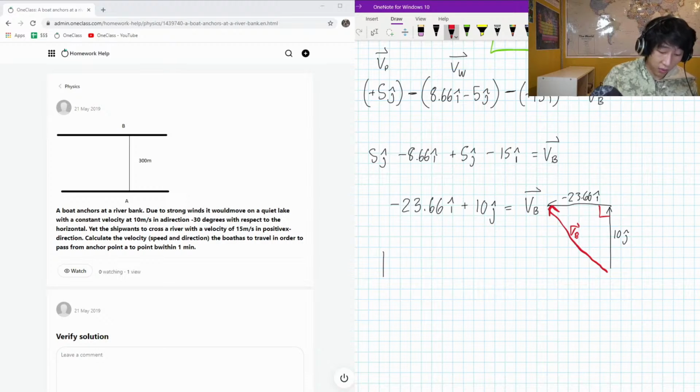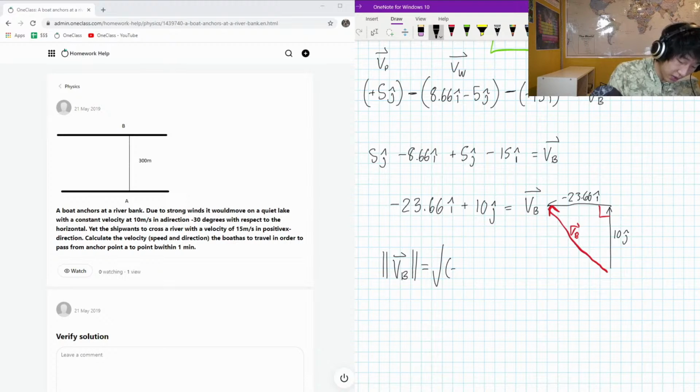Given that it's a right angle triangle, here we will have to do Pythagoras' theorem to get the magnitude of VB. And to write that in a mathematics sense, we have a situation like this. So these double absolute values represent the magnitude of the vector. We're going to put it under the root, and we will Pythagoras this theorem. 23.66 squared plus 10 squared, all under the root.